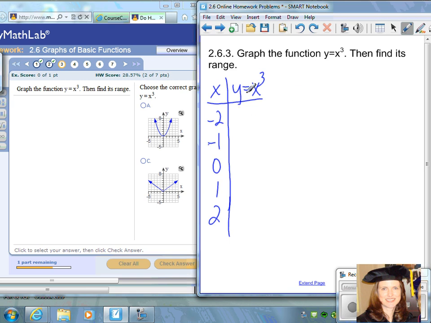Plug those in, you get -2 to the third power is -8. -1 to the third power is -1. 0 to the third power is 0. 1 to the third power is 1. And 2 to the third power is 8. Do our best to sketch this graph.